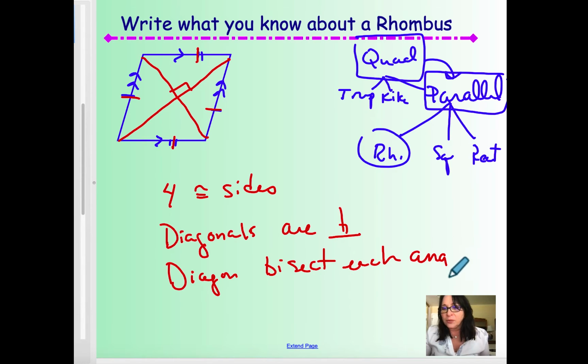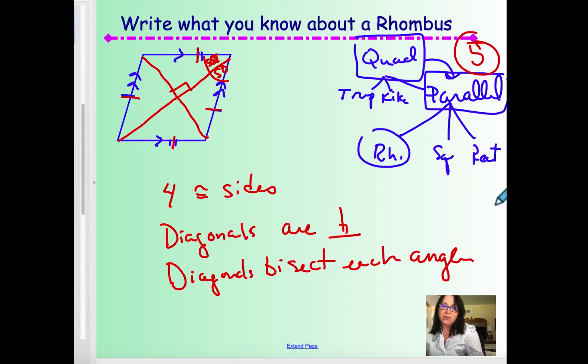So they bisect each angle. So not only are the opposite angles congruent, but, let's say that's 100, that would be 50, and then that would be 50 as well because they are bisected. So we have 4 congruent sides, we have diagonals that are perpendicular, and we have diagonals that bisect the angles, in addition to the 5 characteristics of a parallelogram.